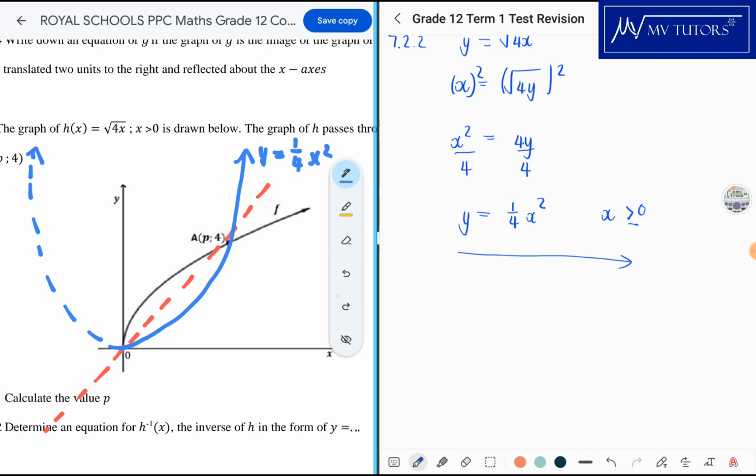So only on the right hand side are we drawing the graph. We're not including values of x that are less than 0. That's why we have this condition over here that x has to be bigger than or equal to 0. And this is it. We are done with this paper.